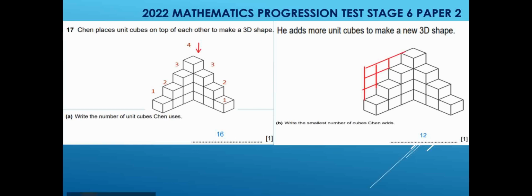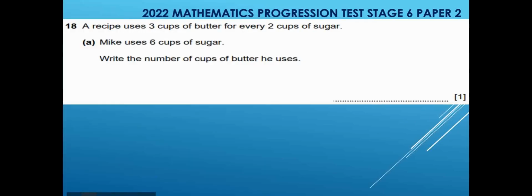Next number. Question 18. A recipe uses 3 cups of butter for every 2 cups of sugar. Mike uses 6 cups of sugar. Write the number of cups of butter he uses. 10 seconds.